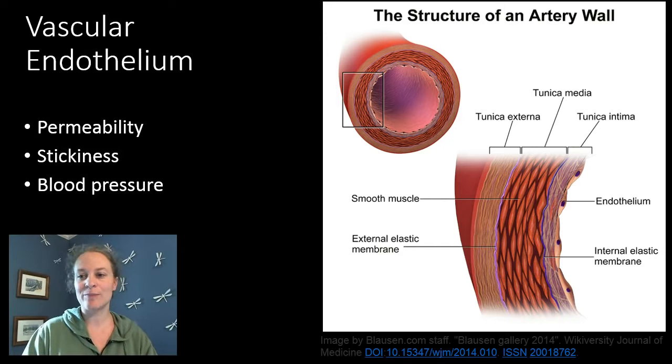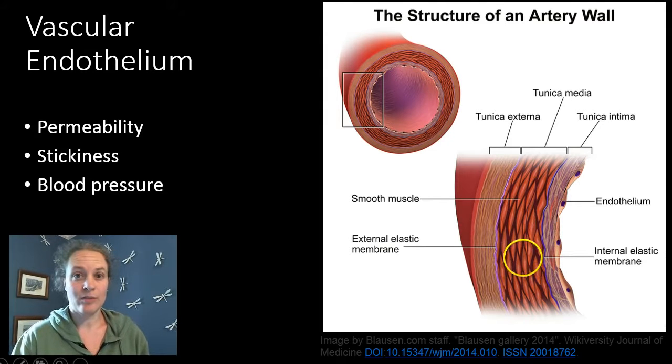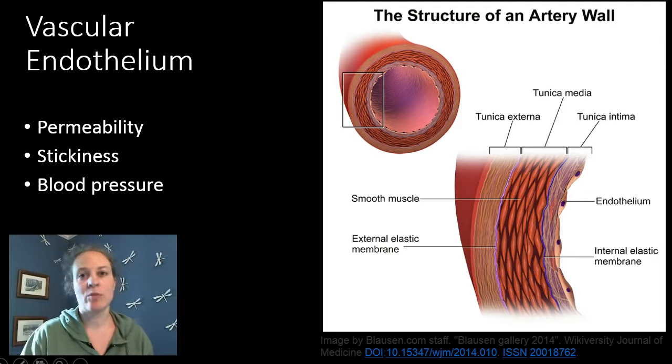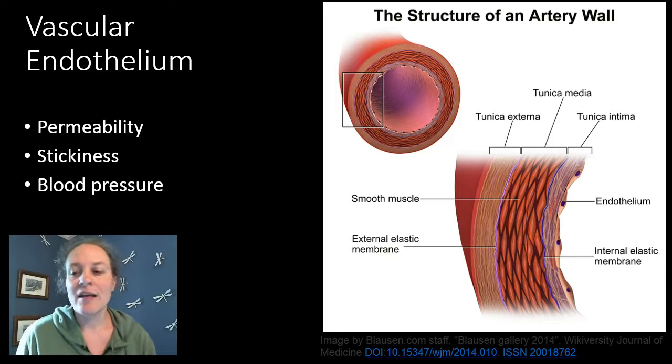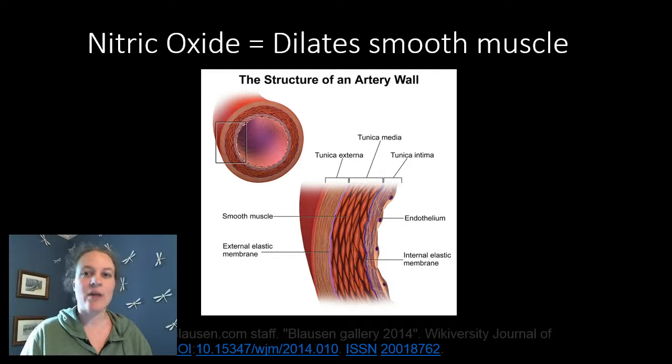So the endothelium, you can see, is basically right next to the smooth muscle. And when we're talking about blood pressure, we're really talking mainly about the smaller arteries and arterioles that regulate local blood pressure. And this is where nitric oxide comes into play. All right, so let's talk a little bit more about how that happens. Now, nitric oxide is a signaling molecule that ultimately dilates smooth muscle, among other things.